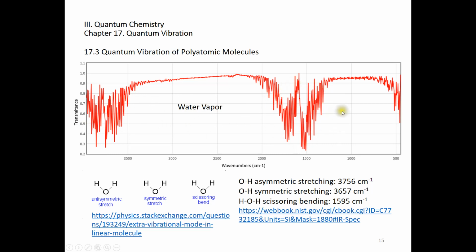But all this corresponds to the vibrational excitation of the bending mode. And I think this corresponds to the symmetric stretching, and this corresponds to the anti-symmetric stretching. Why so many peaks? Well, the vibrational transition is accompanied by rotational excitation or rotational de-excitation.